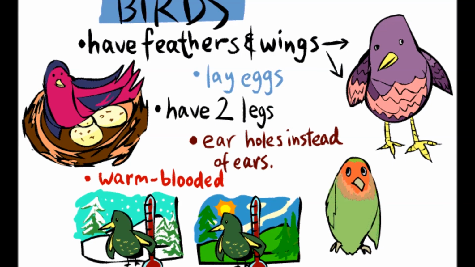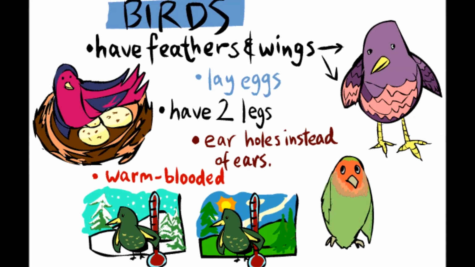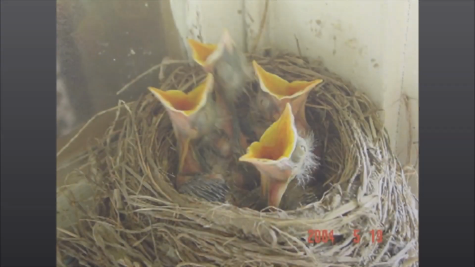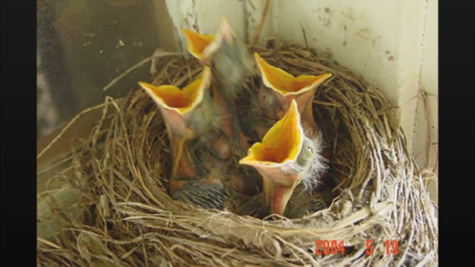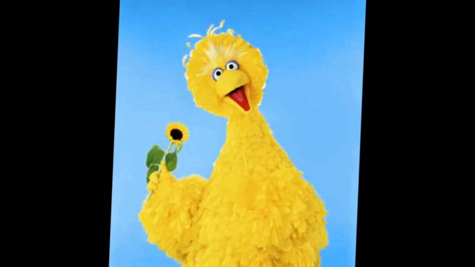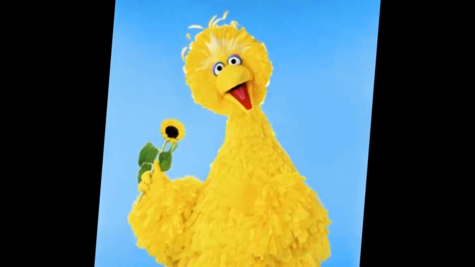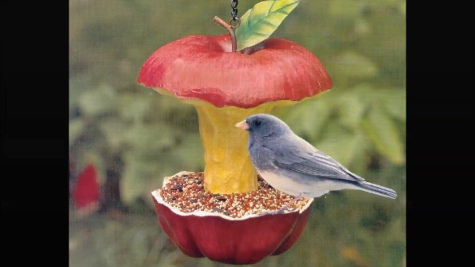Birds are warm-blooded animals that have feathers and wings and 2 legs. They have ear holes instead of ears. Birds lay eggs, sometimes up to 17 at a time. Birds greatly vary in size, from the bald eagle to a small hummingbird.